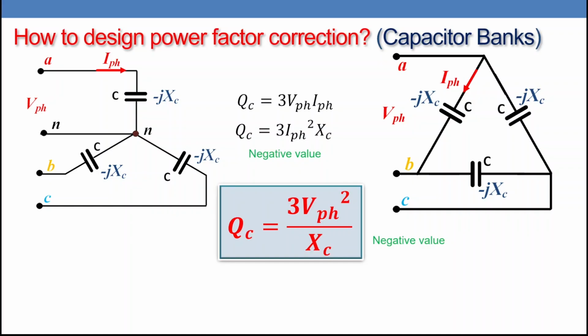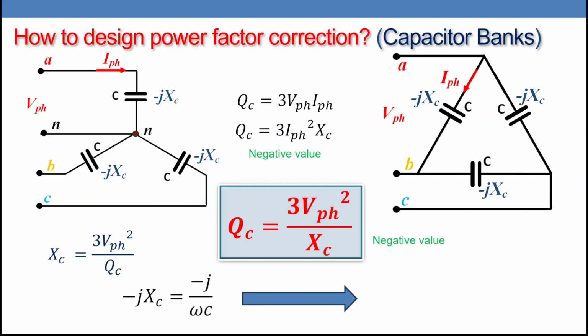This equation is valid irrespective of the connection, star or delta, where V phase is the phase voltage in star connection, and V phase equals V line in delta connection. From this one, we can calculate XC, where XC equals 3 V phase squared over QC, and XC equals 1 over omega C. From this one, we can calculate the amount of the capacitance required to compensate our system to a specific power factor. C equals 1 over 2 pi f XC. F is the supply frequency.